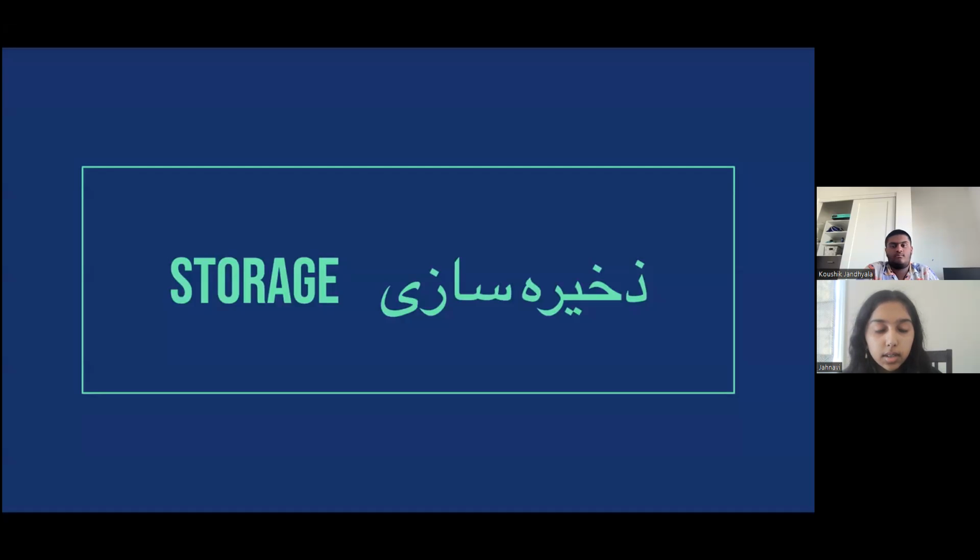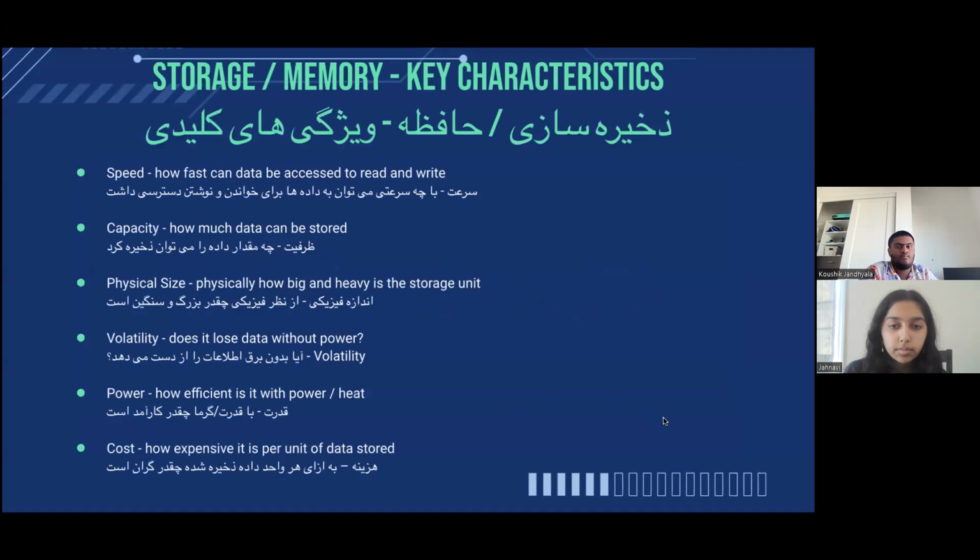Now we will present on storage. Storage and memory key characteristics.